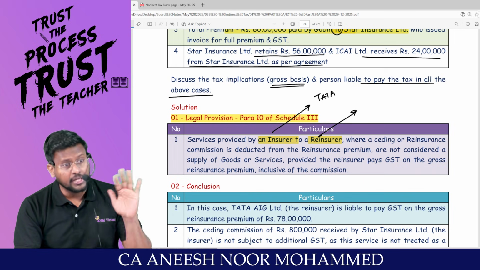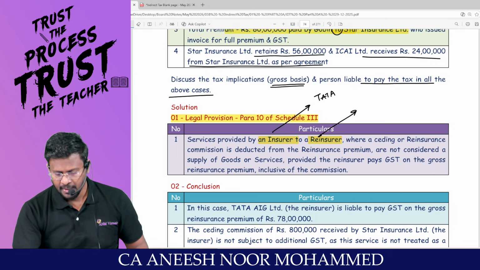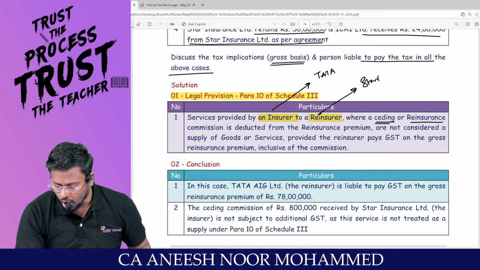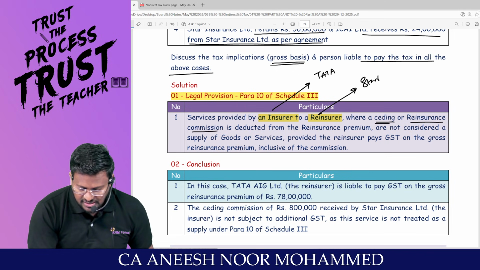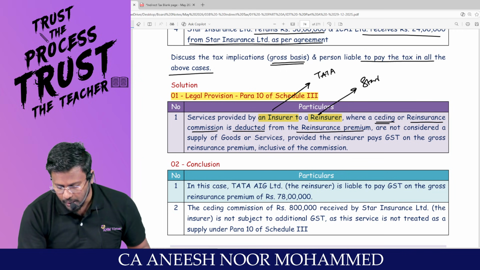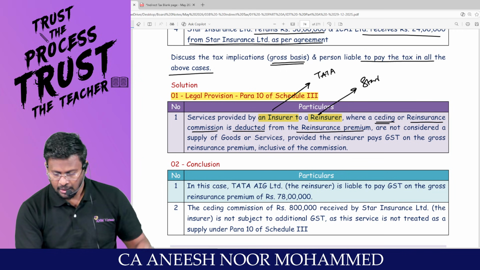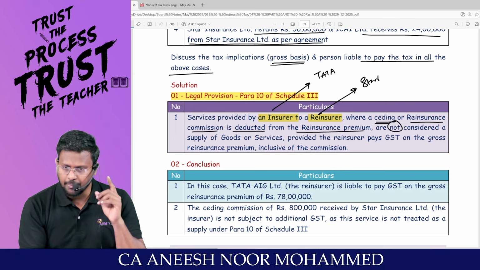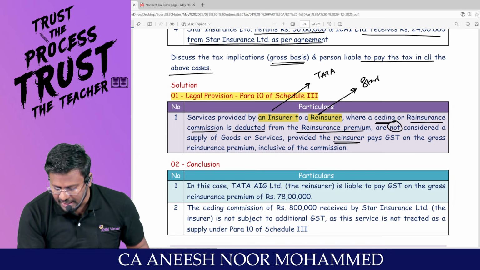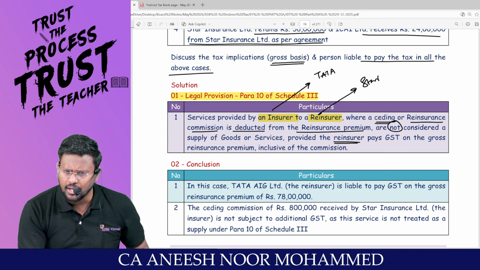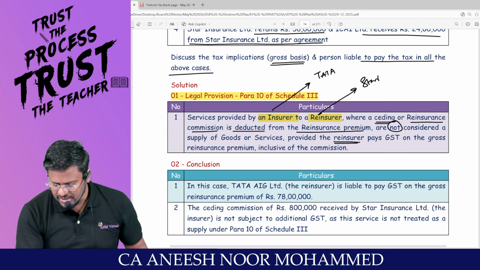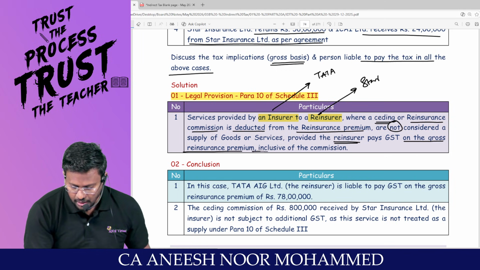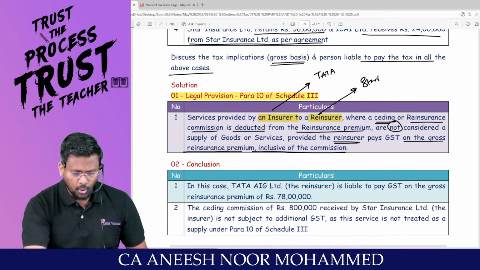Who is the reinsurer? Who is reinsuring? Star is reinsuring. Where ceding or reinsurance commission is deducted from the premium? Reinsurance premium. Reinsurance is considered as neither supply of goods nor supply of services, provided the reinsurer pays GST on the gross reinsurance premium. Who's reinsurer? Star pays GST on the gross reinsurance premium, inclusive of the what? Commission.